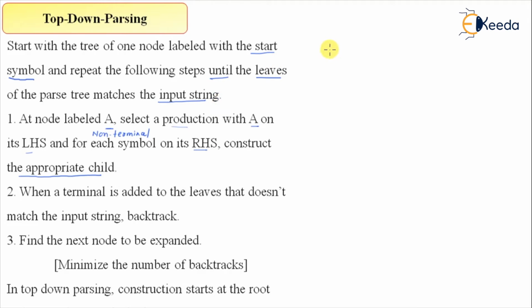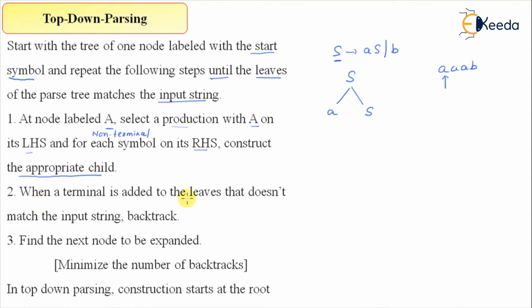So what we have to do is take an example, a very simple example: S goes to AS or B. So I'll start with S, and suppose my input string is AAB. Then I'll see here that this is S, and I will try to expand this S. So for each node S on the left hand side, and for each symbol on the right hand side, construct the appropriate child. So we will choose the first production and construct the appropriate child.